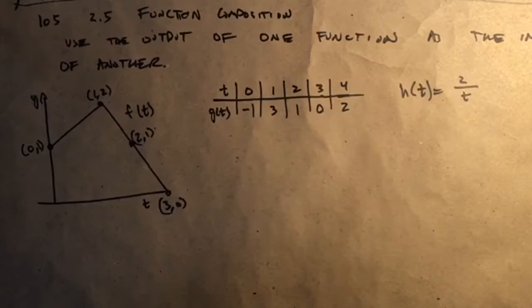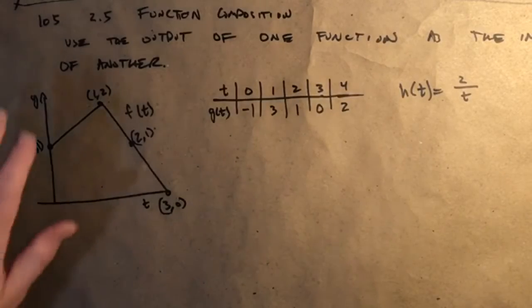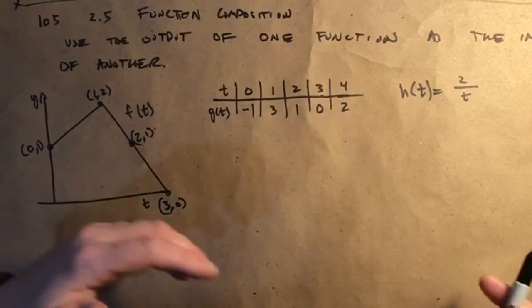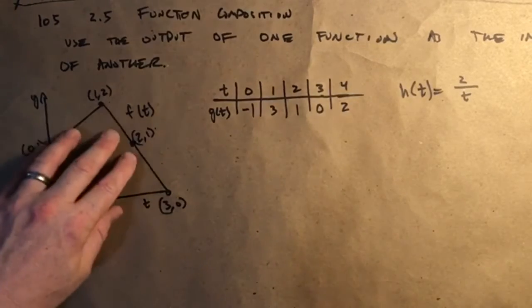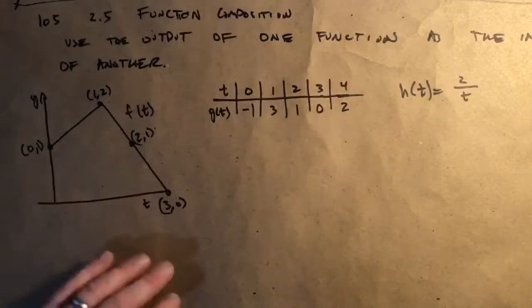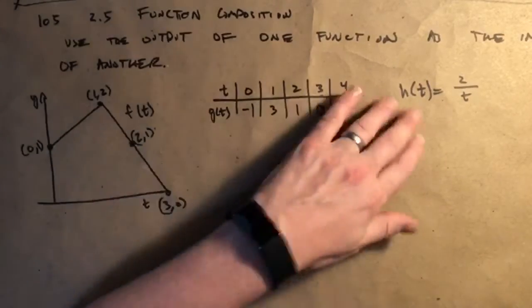All right, friends of mathematics, we're talking about Math 105, section 2.5, and we're going to deal with only function composition today. The dream of function composition is to use the output of one function as the input of another. I have three functions available to us: F, which is given as a graph, not really to scale, but that's okay, you can live. I have G, and I have H.